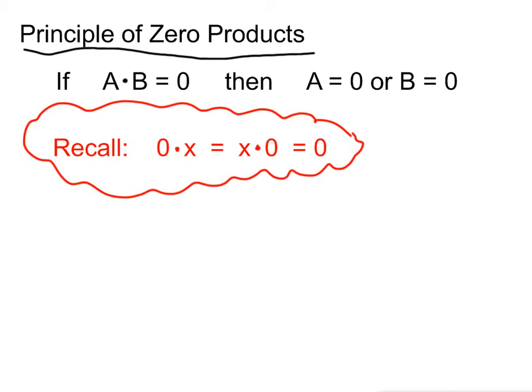So this principle says if A times B equals 0, so you have a product equal to 0, then either A equals 0 or B equals 0. And what I just want you to keep in the back of your mind is this rule. Recall this. 0 times anything or anything times 0 is still 0. And also, if we were to say we had 0 times 0, that would still be 0.